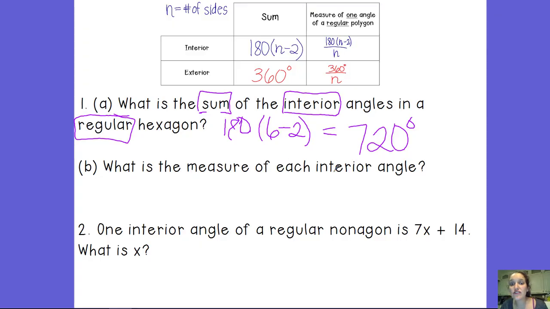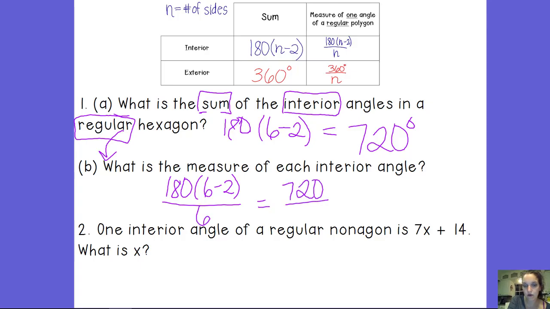Then part B says, what is the measure of each? Each means one individual interior angle. We know it's regular, so the part about it being regular really doesn't matter until part B. To find the measure of one angle in a regular polygon, you take the total, 180 times n minus 2, and divide it by the number of sides, the number of angles. Our total is 720, and we divide it evenly, because it's regular, amongst the 6 angles, and each of those angles is going to be 120 degrees.